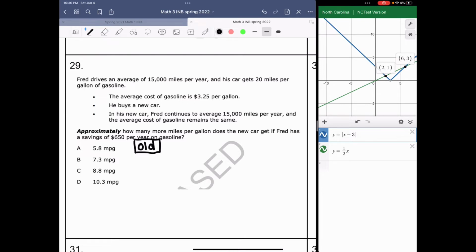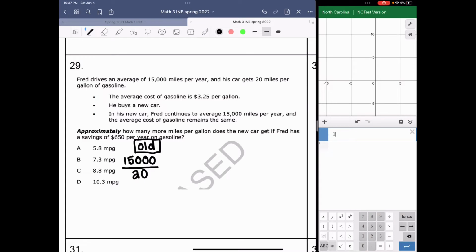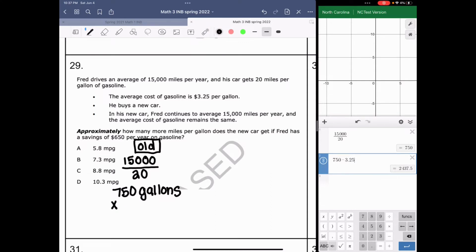So if we analyze the old car, we know that he drives 15,000 miles per year. And out of those 15,000 miles, he gets an average of 20 miles per gallon. So we're trying to find the gallons that he uses per year. So if I do 15,000 divided by 20, that's going to give me 750 gallons that he uses per year. So if he uses 750 gallons per year, then we want to know how much he's actually spending. If I multiply it by the price per gallon, we're going to multiply it by 3.25. So he's spending around $2,437.50 per year.